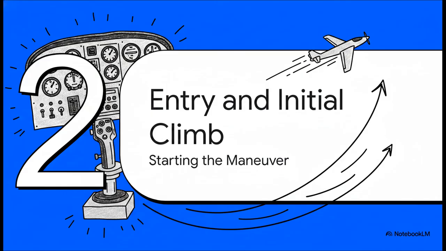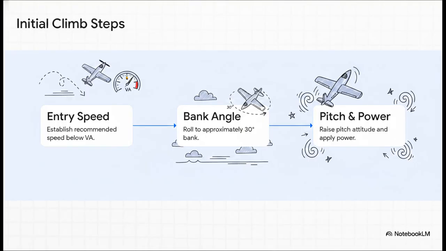Moving right along to Section 2, the entry and initial climb. This is where the magic starts. Okay, so the absolute crucial point here, you have to execute these specific steps simultaneously. First off, you establish an entry speed that definitely does not exceed your maneuvering speed, or VA, because you don't want to overstress the airframe.